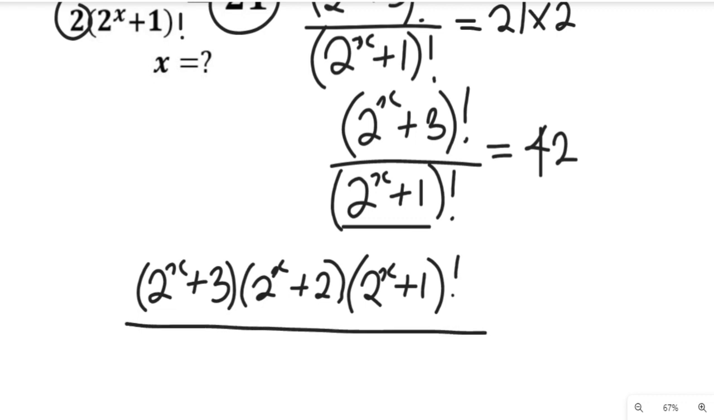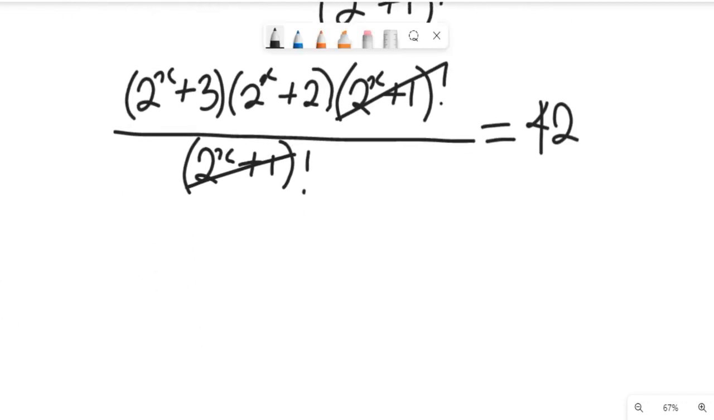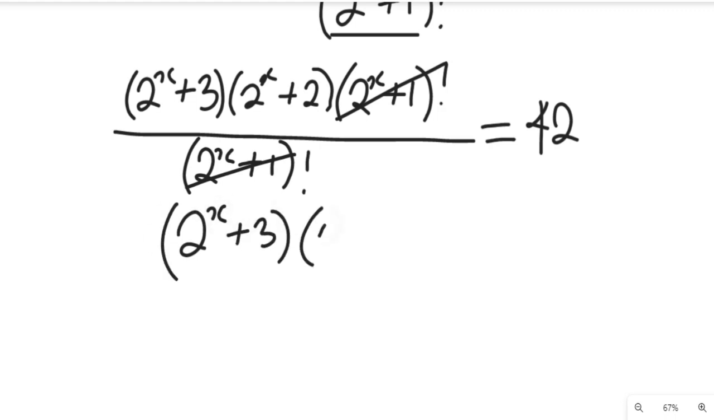That's where we'll stop, because you can see that it has a common value with the denominator, which is (2^x + 1)!, and this whole thing is equal to 42. So this will clear off this, and what we'll have remaining is (2^x + 3) multiplied by (2^x + 2), and that will be equal to 42.